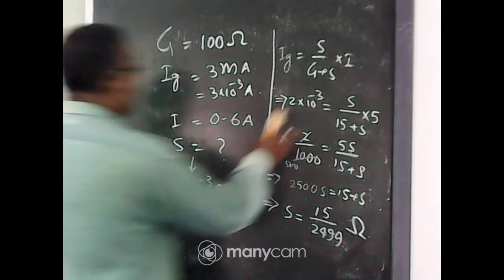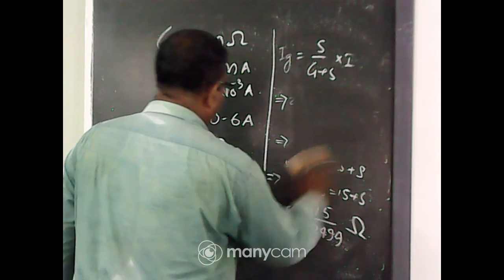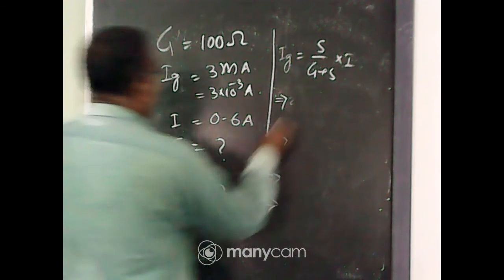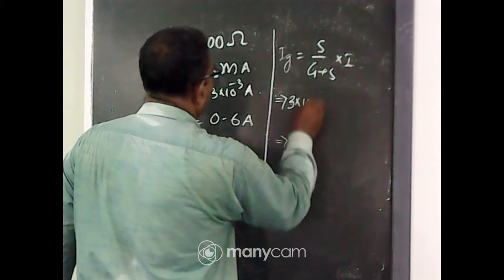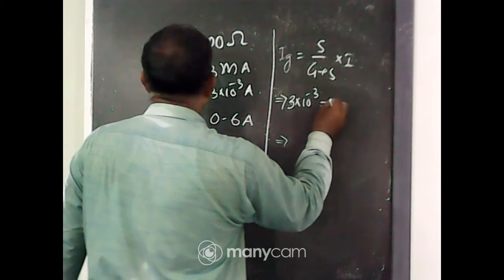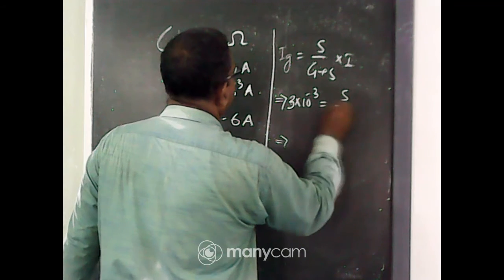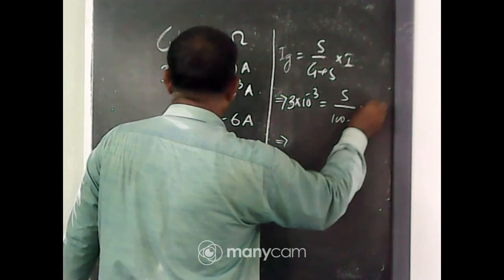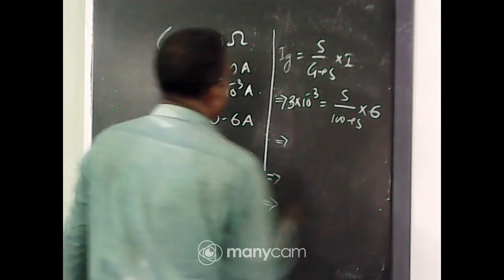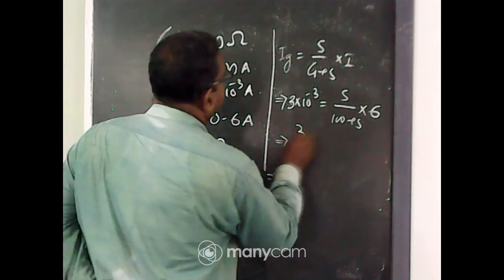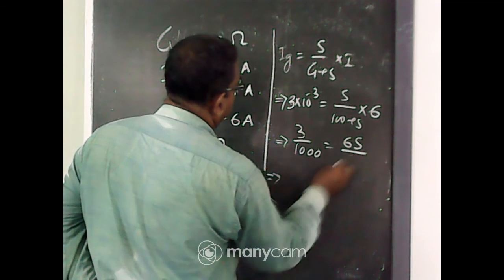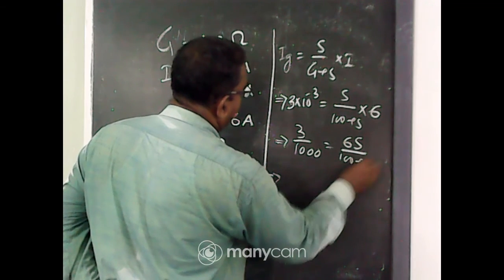So you put this data and find out the answer. 3 into 10 to the power minus 3 equal to S by G plus S into I, where G means 100 and I means 6. So you calculate it, my dear student: 6S by 100 plus S.